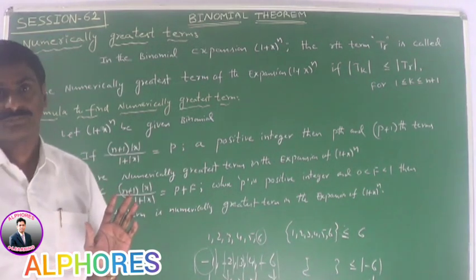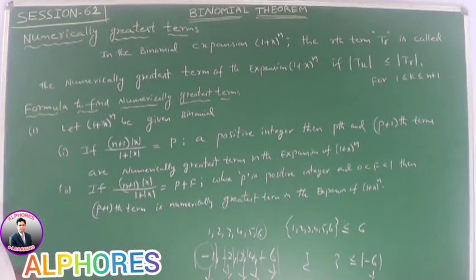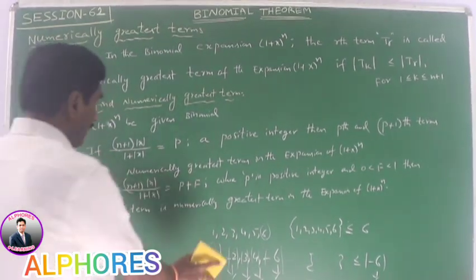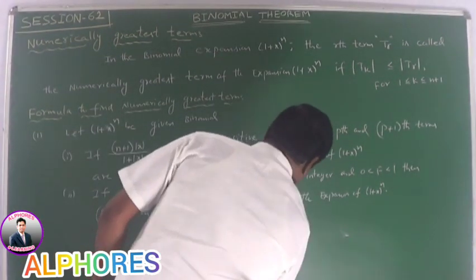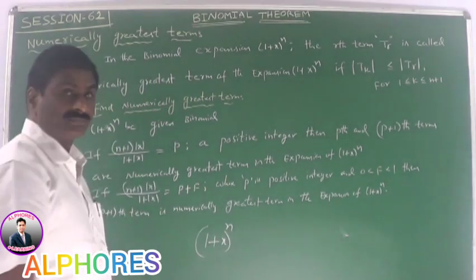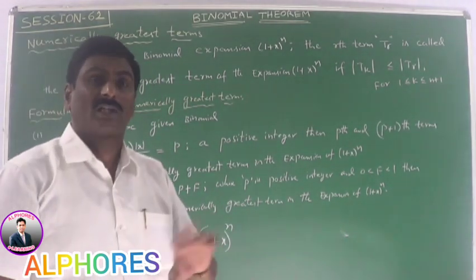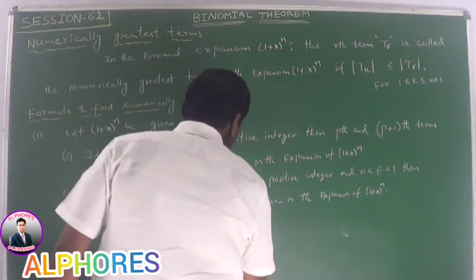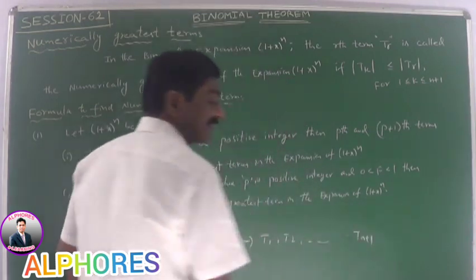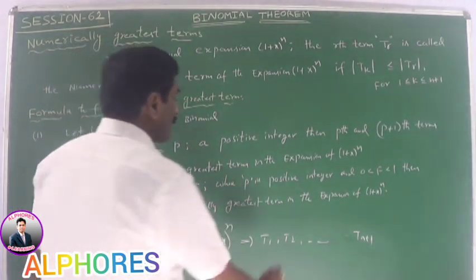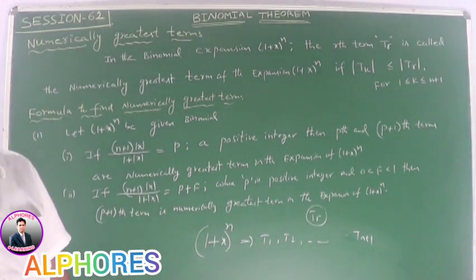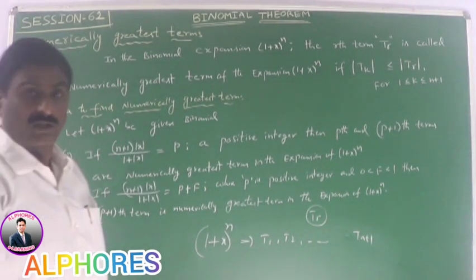Now, the numerically greatest term in the binomial expansion. Please observe these values. Suppose we take the binomial expansion (1 plus x) whole power n. In this case, we get n plus 1 terms. Say those values are t1, t2, t3, and so on up to t(n+1). Out of these, suppose the rth term, t r, is the numerically greatest term.